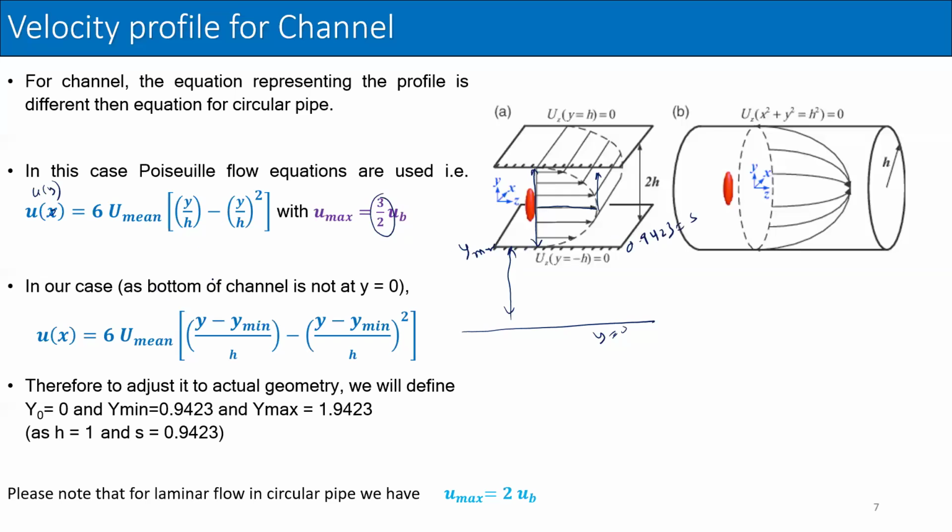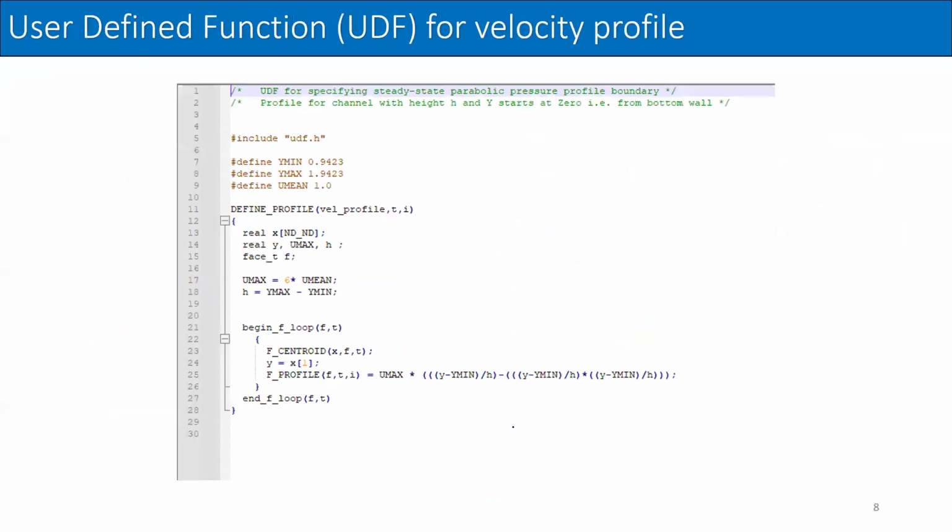So we introduce the formula y minus y minimum divided by h minus the same formula but y minimum whole square. And so now we put y minimum equal to 0.94, y maximum 1.9423, y not equal to 1. So this is the UDF, and this is adjusting that thing here. What we defined is that U maximum is equal to 6 times the U minimum. This is only to simplify the problem. Otherwise, the U maximum is equal to 1.5 into the U mean.